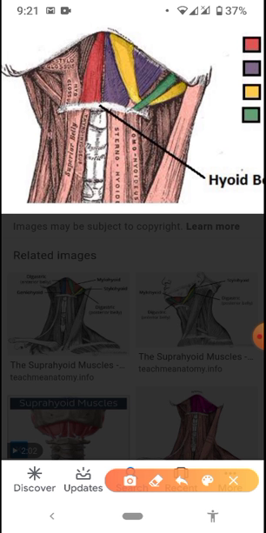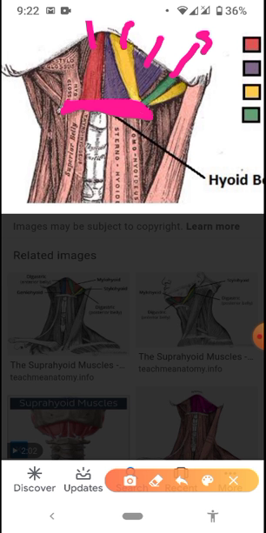There are four suprahyoid muscles. This is the hyoid bone. The muscles which are above the hyoid bone are the suprahyoid muscles. There in red you can see one, two, three, and the green one, four. This green one is the stylohyoid muscle. It is arising from the styloid process and is inserting into the body of the hyoid bone. That's why it is called the stylohyoid muscle.